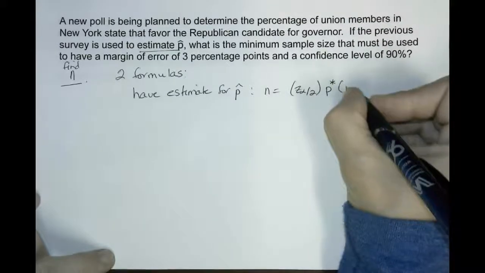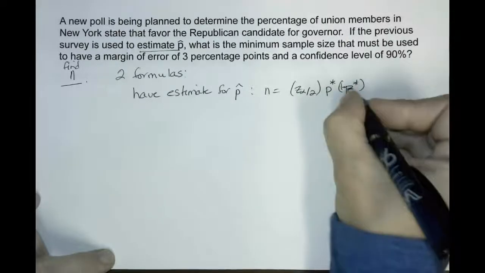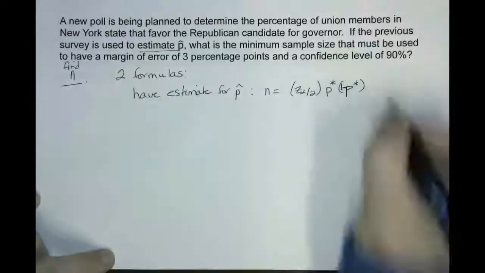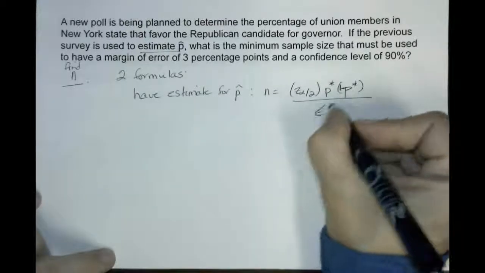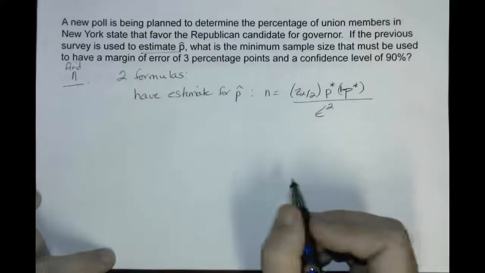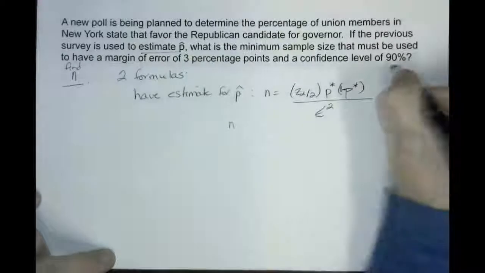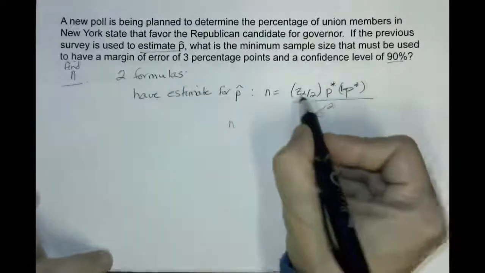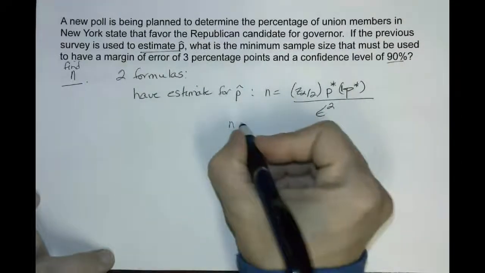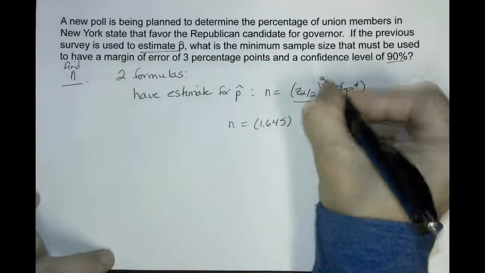And I'm using a little p star to stand for the estimate. So it's the p star and then 1 minus p star, all over e squared. And e stands for the margin of error. Okay, so 90%, our critical value that goes in here is again that 1.645. Oops, and that's supposed to be squared.